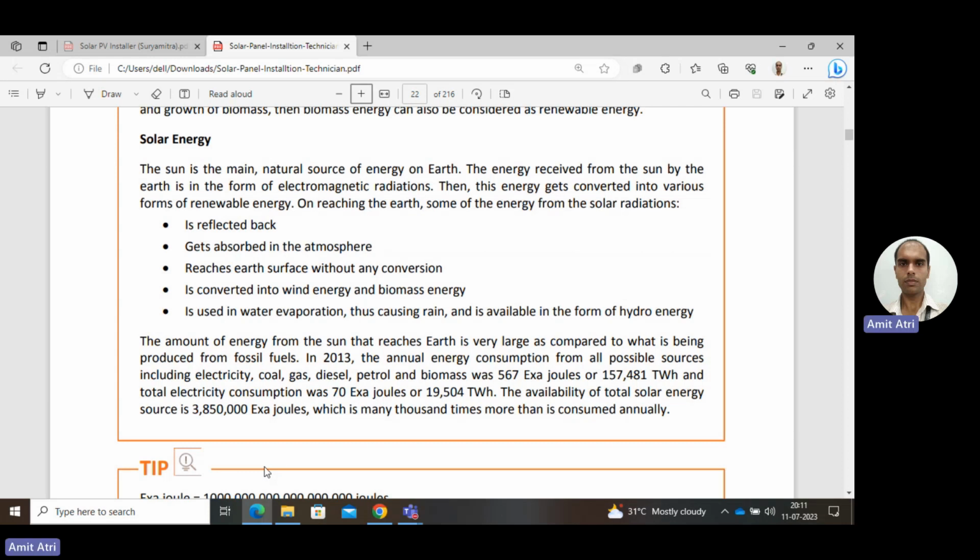In 2013, the annual energy consumption from all possible sources, including electricity, coal, gas, diesel, petrol, biomass, was 567 exajoules, or 1,57,481 terawatt hours. Whereas the total electricity consumption was 19,504 terawatt hours. On the other hand, the solar energy available was 38,50,000 exajoules. So it is many thousand times more than the annually consumed energy.